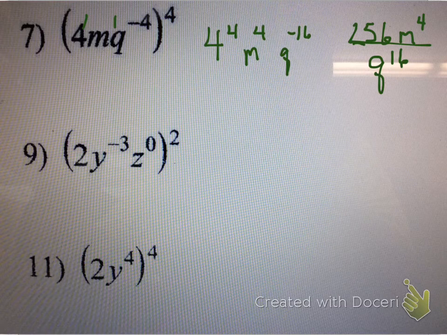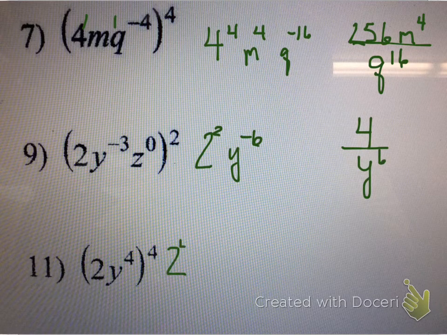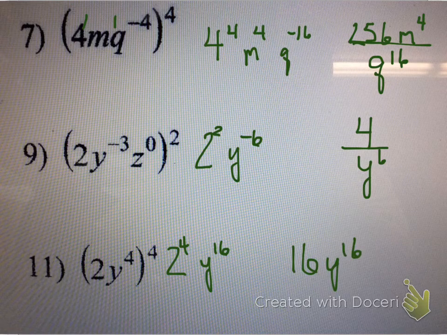Alright, here I don't need to worry about z to the 0, but I do need to say 2 squared, y to the negative 6, rewrite, and again, get it like that. So most of these are pretty easy. Notice that sometimes I do rewrite this. If you left it like this, I would be okay. I mean, I'd probably still count it right, but I would prefer the 16, y to the 16.